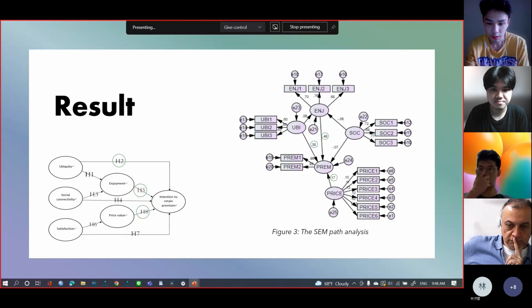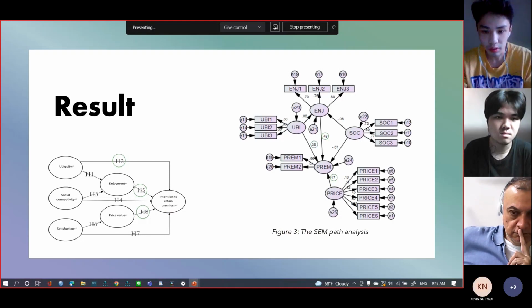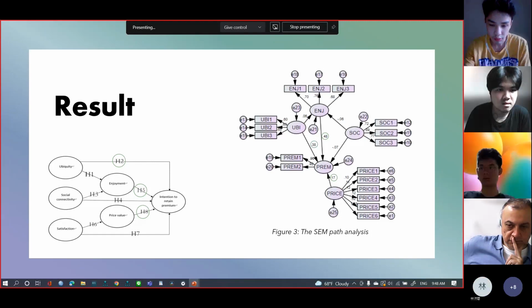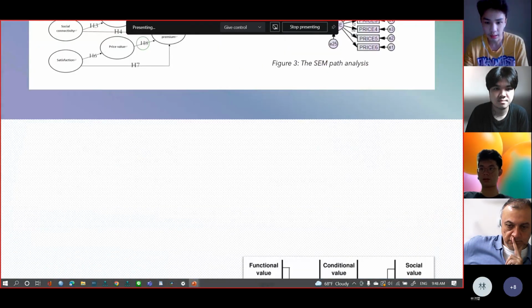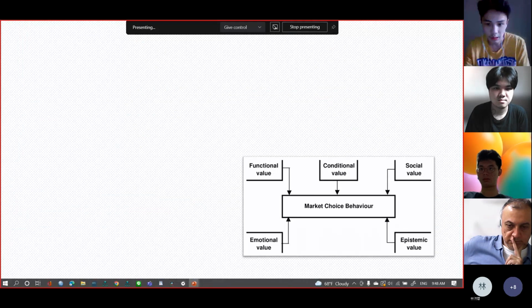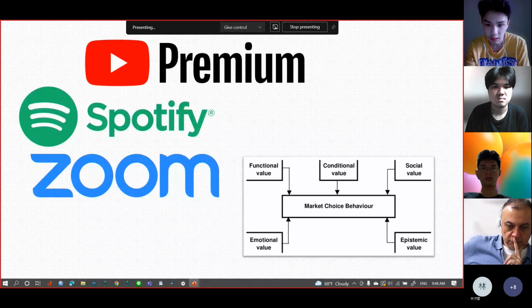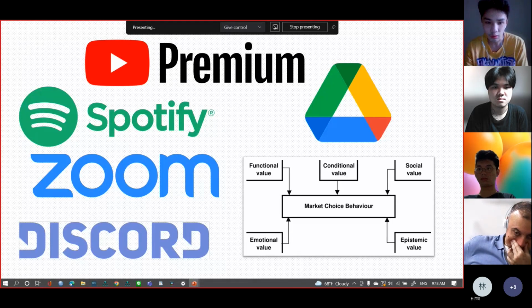Then we examine our hypothesis in the SEM path analysis, and it shows that ubiquity and enjoyment and also price value have a positive effect on users' intention to retain their premium subscription. So it supports some of our hypotheses. Based on this result, it has provided evidence that the theory of consumption values, or TCV, are the key factors in predicting users' intention to retain their premium subscription. This study also suggests that businesses across the premium sector and also digital app services must consider TCV when deciding where to spend and developing their premium app services.